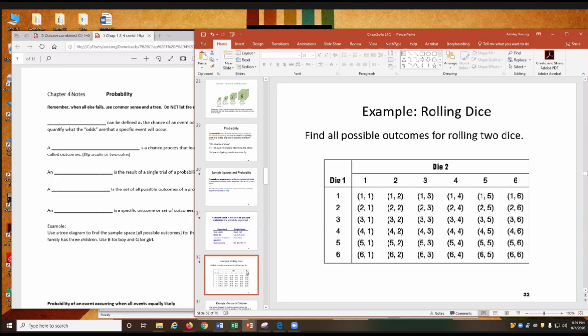I roll a dice, I roll another dice, I roll two. So dice one could be 1, 2, 3, 4, 5, 6. So say I rolled a 4 on the first dice. On the second dice, I could roll a 1, or a 2, or a 3, or a 4, or a 5, or a 6. So this is sort of that row. If I roll a 4 on the first dice, these are the possible outcomes for my second dice. Die. Singular dice is die.